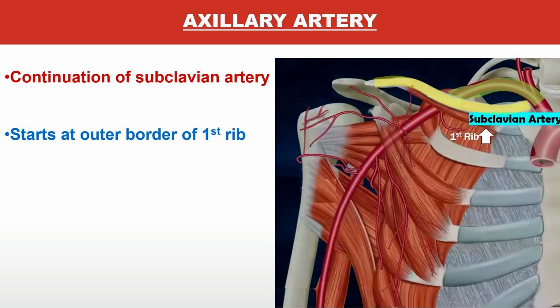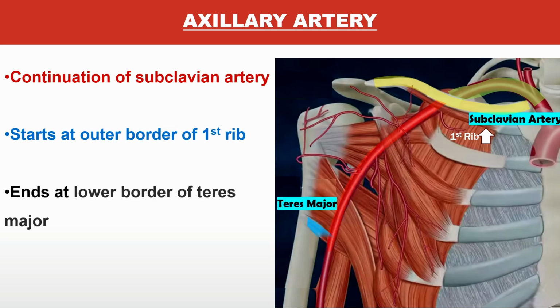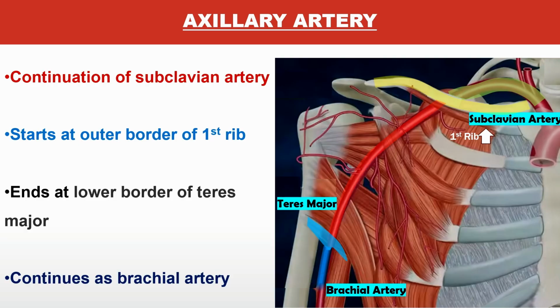So the first thing is it starts at the outer border of the first rib as the continuation of the subclavian artery. It terminates at the lower border of the teres major. And after this, that is after the lower border of the teres major, it continues as which artery? Brachial artery. So the artery remains the same, but only the name has changed. Right? This is the same artery which is the subclavian artery above the cervicoaxillary canal. Here it becomes the axillary artery, and here it becomes the brachial artery. Right? So this extent of the axillary artery is very important.